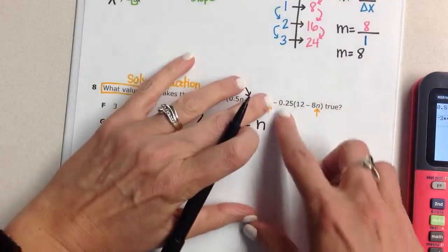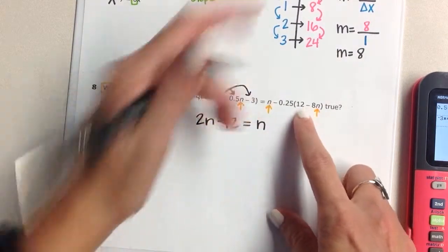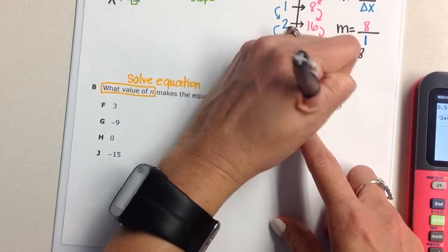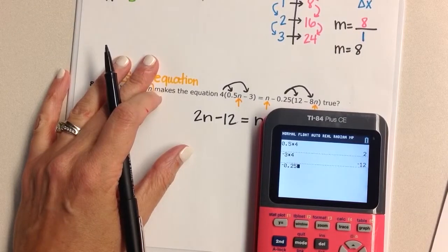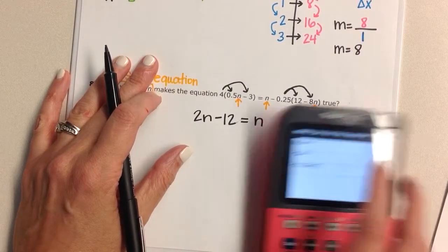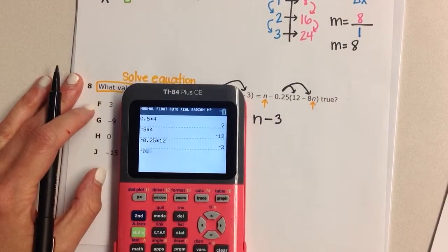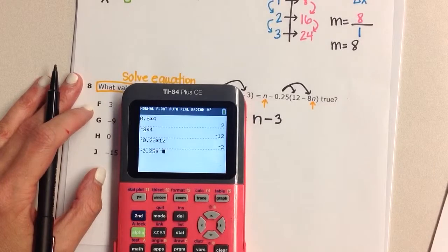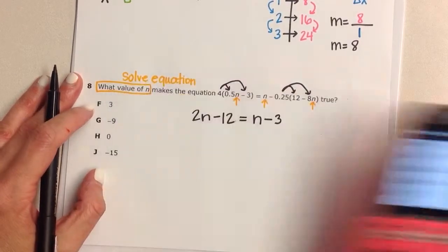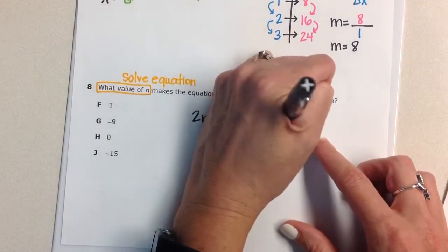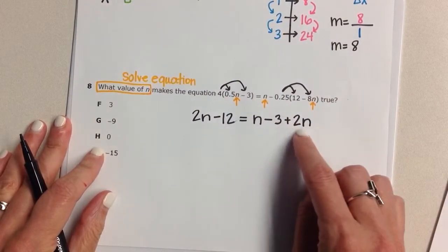And now I have to do some multiplication. So I'm going to be multiplying by a -0.25 times every number inside the parentheses. So I'm going to take this to my calculator. I'm going to say -0.25 times 12. That's going to give me -3. So I'm going to write -3. And now I'm going to have a -0.25 times a -8n. So I notice I'm not typing any n's in my calculator. I'm only typing in the coefficients. So I'm going to get a 2, which means it's positive. So I've got to put plus 2n. So I've got n minus 3 plus 2n.